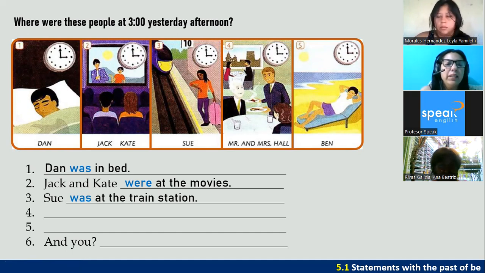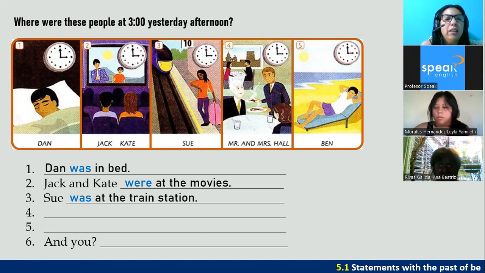Sería Mr. and Mrs. Hall were at the coffee shop. Yo creo que es coffee shop. In a restaurant, right? Or restaurant. Pero, o si no, café, o ¿cómo?